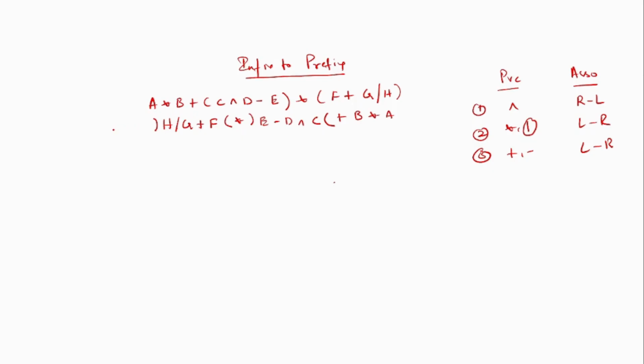Now we need to scan this from left to right. I'll say here input, stack and output. So first we'll scan this. First comes your close bracket, I'll push it into the stack, nothing in the output. Then comes H. H is not an operator. I will put it to the output, right? We cannot say push because we have to push only in the stack, right?